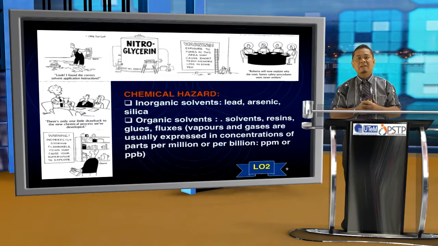This is the thing that most of the workers face, because we can see that 100% of the activity in the industry is using chemicals, and the employees or the workers can potentially inhale or contact the chemical hazard and maybe cause problems in occupational safety and health.